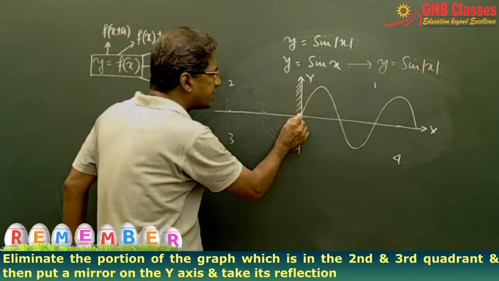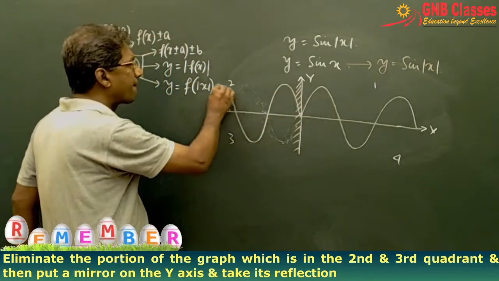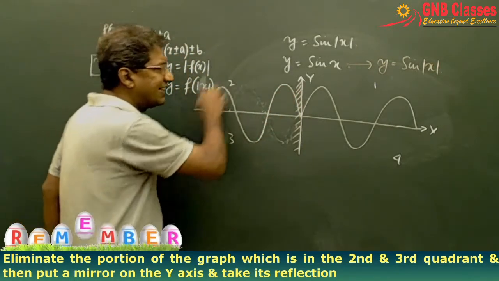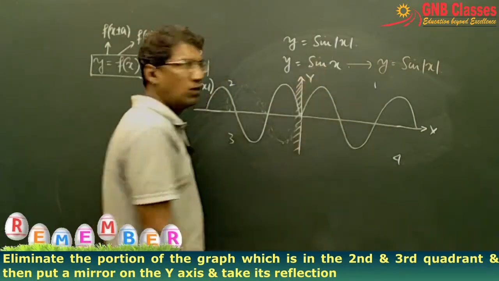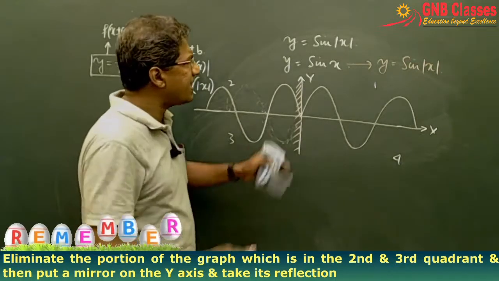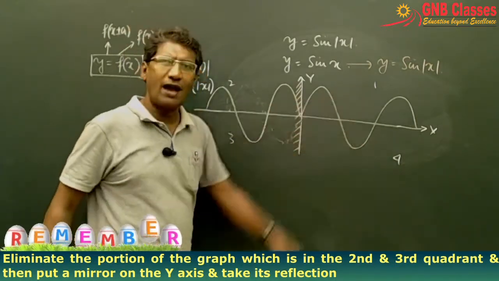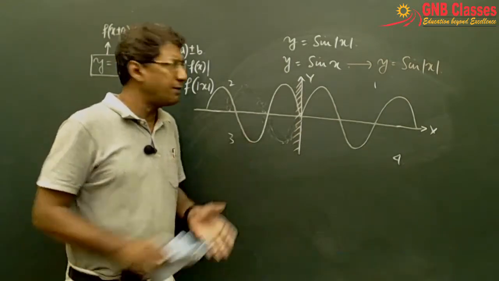So if I take its reflection, the curve will look something like this. Yes or no? And that will be the graph of y equals f of mod x. Is it clear? In this case, this is the graph of y equals sine of mod x. Is it clear to all of you? Absolutely. Okay.